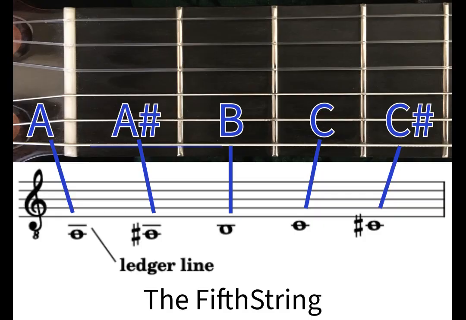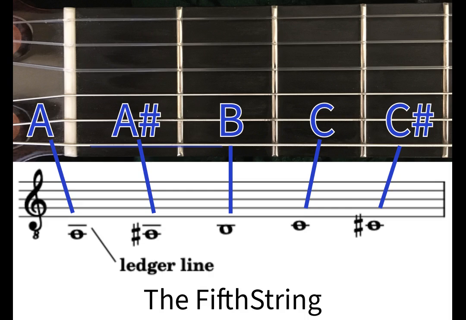Let's move on to the 5th string. These notes are written below the staff and require the use of ledger lines. These additional lines essentially extend the staff. A is played open and sounds like this.